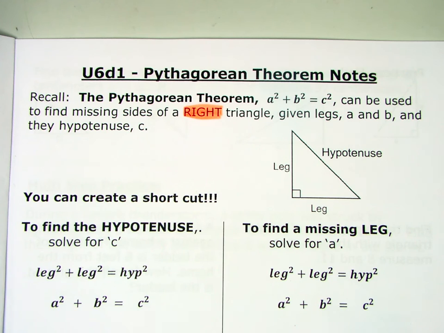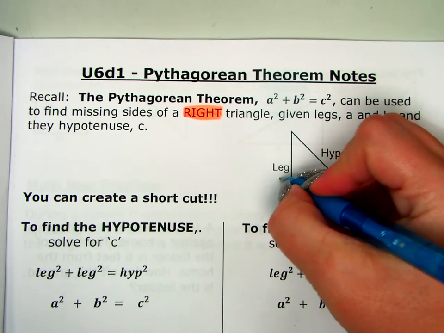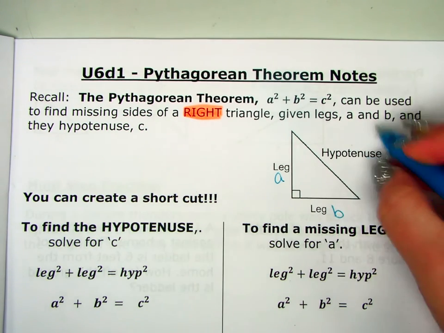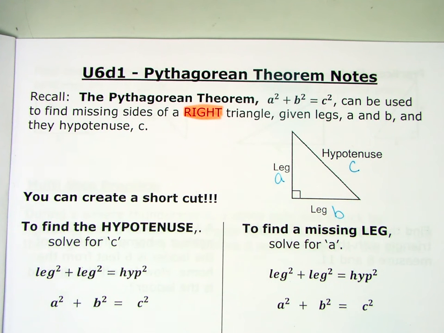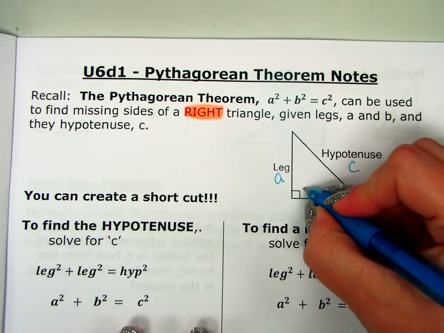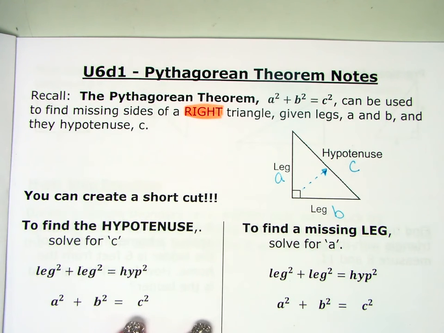If we have our legs, those are the a and the b. And then the hypotenuse is your C value. The A and the B are interchangeable, but that hypotenuse has to be the hypotenuse. Okay? You'll know it's the hypotenuse because it is across from the right angle. The right angle points at it.